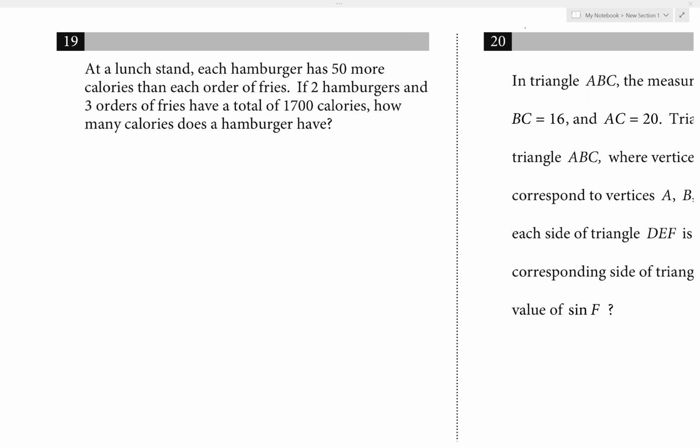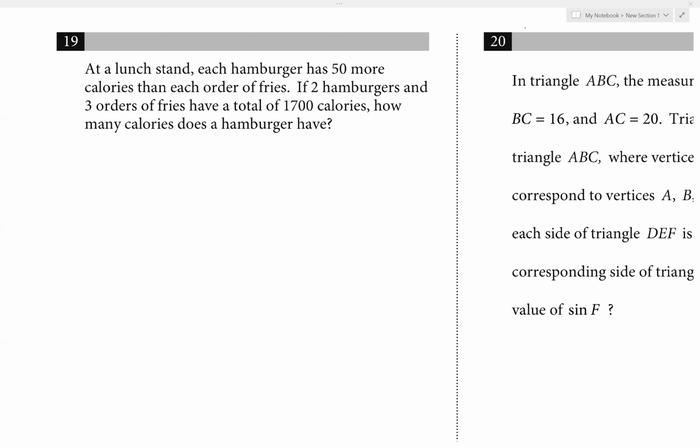So we don't know either one of them, right? We don't know how many calories a hamburger has, and we don't know how many calories fries have. So here we actually have two unknowns, and we need two equations to solve for them. This is a system of equations word problem, so we first have to write out our two equations. But before we write the equations, let's define our variables.